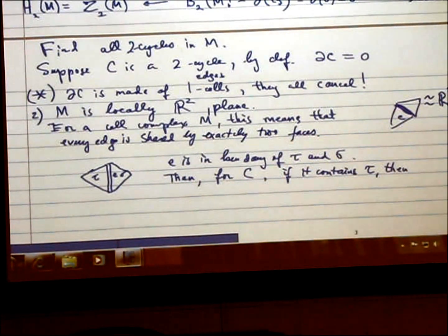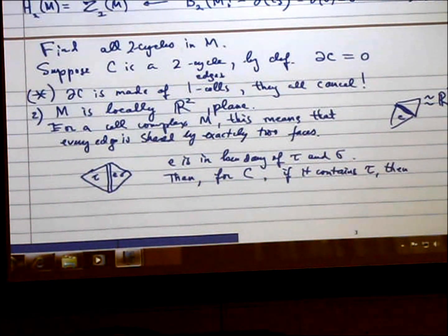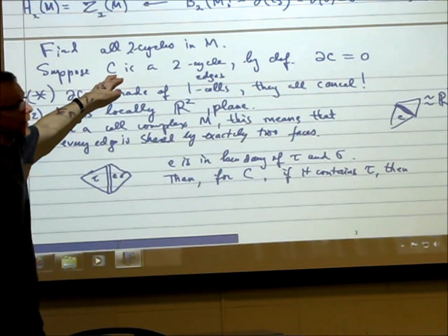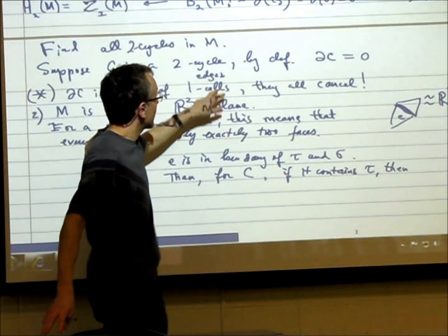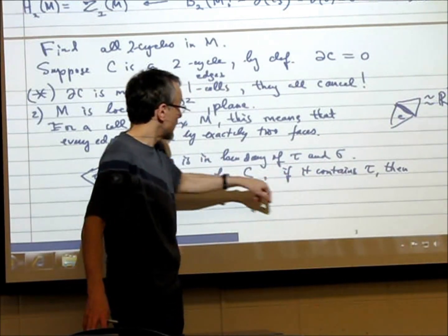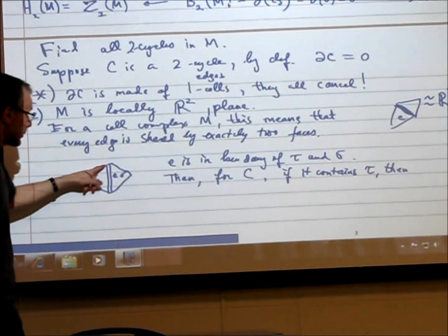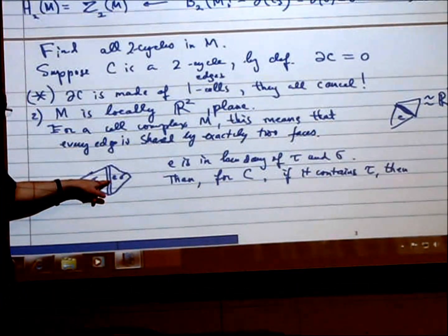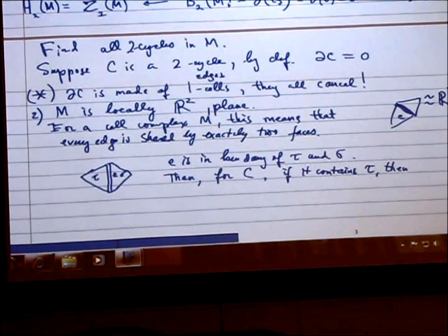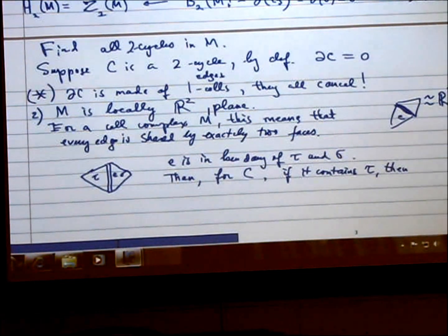Talking about it contains tau, and we don't know if it contains sigma yet? Well, we don't know yet. Yeah, so, alright, then E is the boundary. Suppose C contains tau, and we want C. We assume that C is a cycle, so it means that all edges have to cancel. If C contains tau, then E is in the boundary of tau. So then E will be in the boundary of C, right? So what does it tell you?